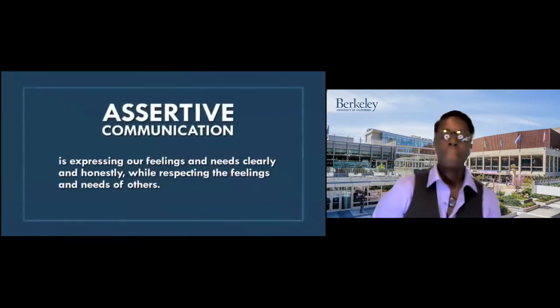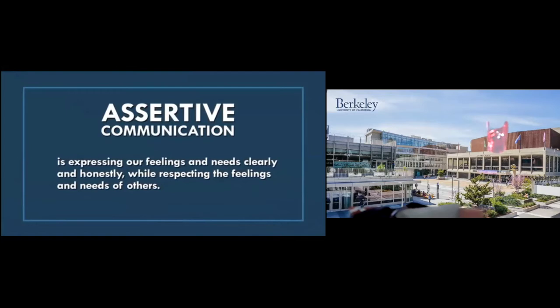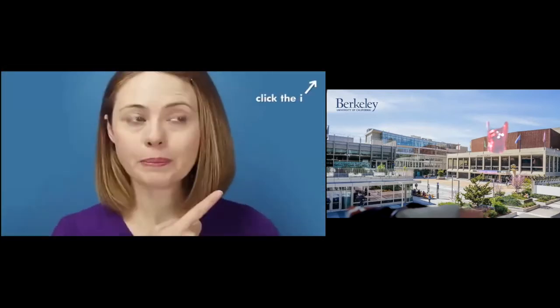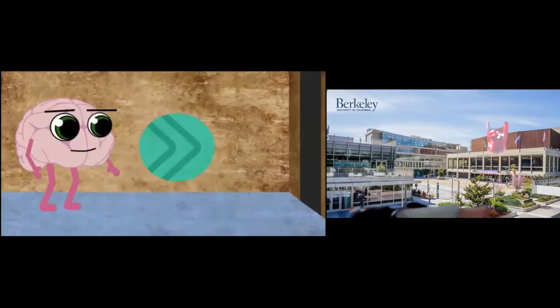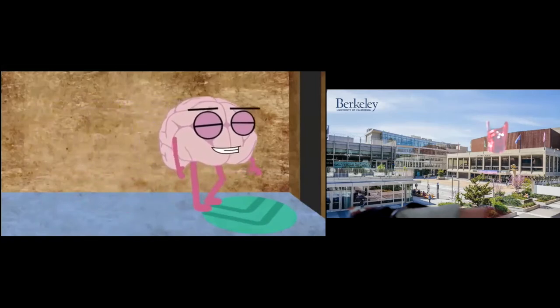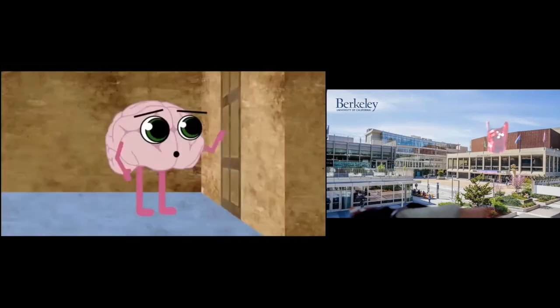Assertive communication is expressing our feelings and needs clearly and honestly while respecting the feelings and needs of others. You can learn more in this video, but basically, if passive communication is like being a doormat and aggressive communication is like treating somebody else like a doormat, assertive communication is like knocking. Why does anybody have to be a doormat? Just let each other in.